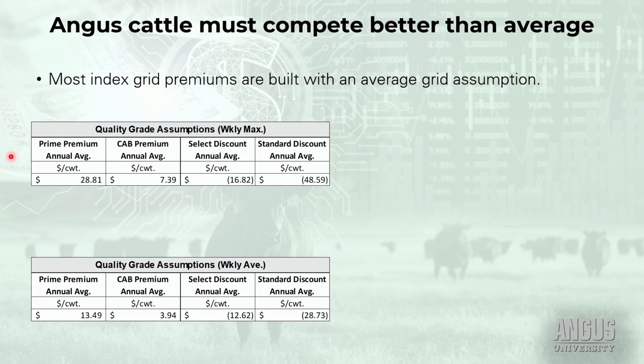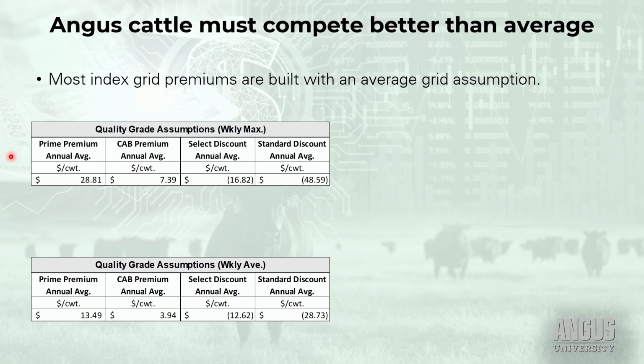Another thing that's unique about your Angus dollar values, specifically your beef index and your $G, is that when you look across the industry, most of our index grid premiums are built on an average grid assumption. So basically we use folks like CattleFax in the market to tell us how much money we are going to get for a Prime carcass, a CAB carcass, or how much is the Select discount.